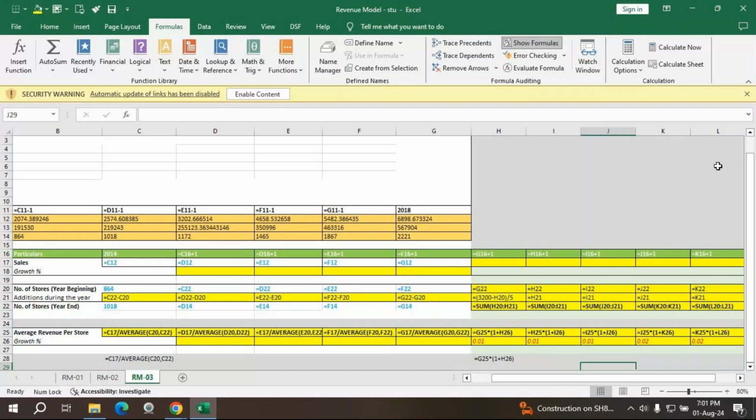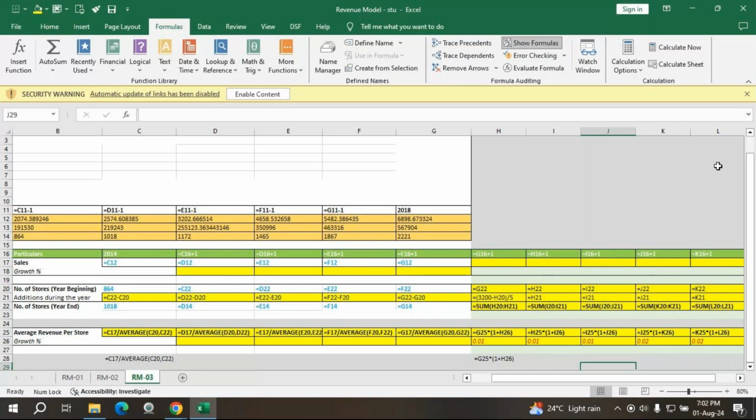So the average revenue per store calculation is done. And this one, addition during the year, number of stores in the beginning and number of stores in the year end. Yes, ma'am. You understood the logic, right? We'll wait for the others to do it. Girls, try to understand the logic. If you don't understand the logic, it's merely a waste.